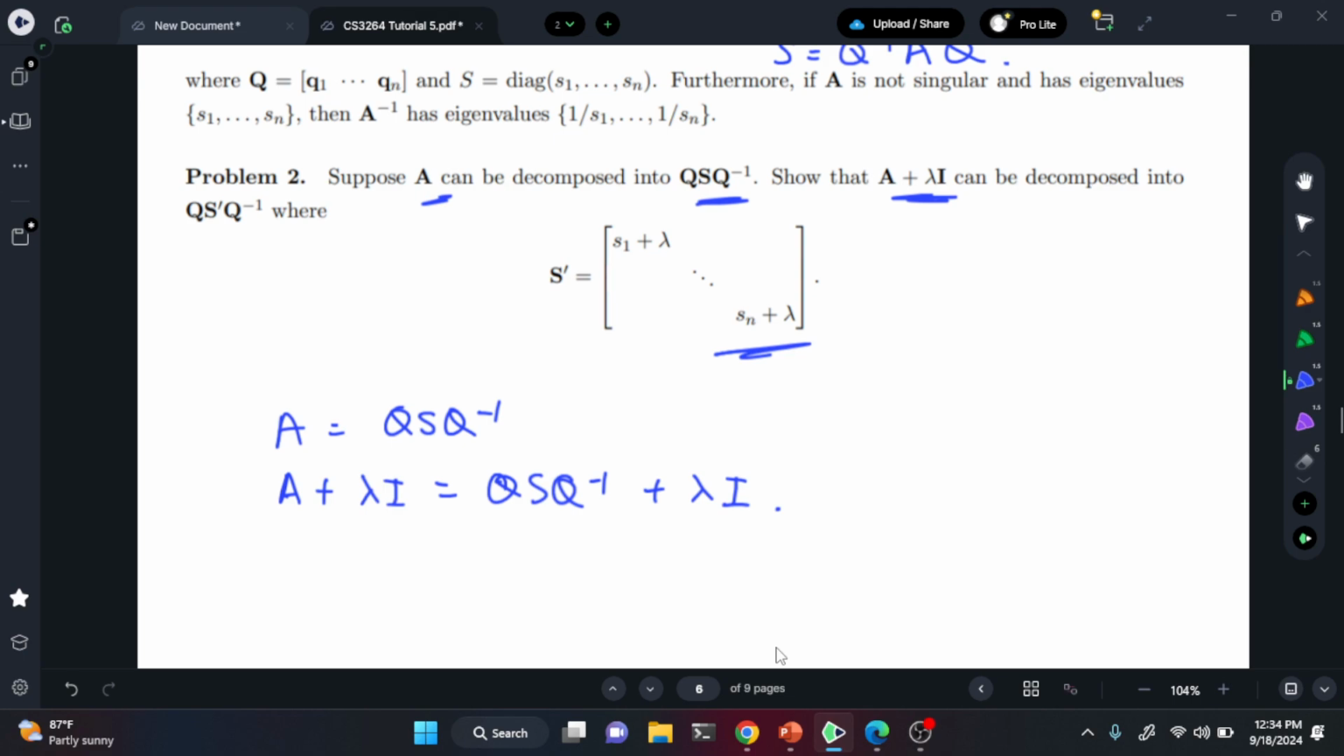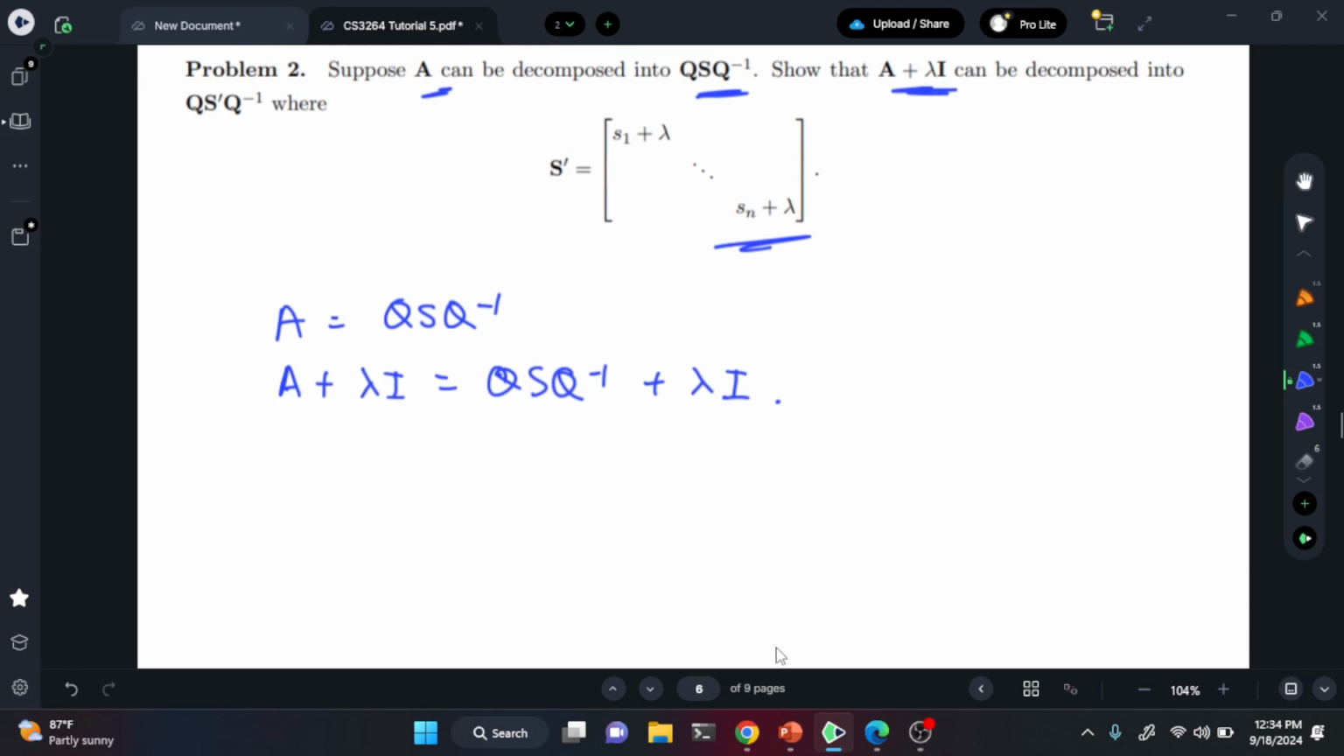Okay, so this lambda, I can do this way also. I can actually put it in terms of saying this will be lambda QQ inverse. Still the same thing, right? Okay, then this part I can actually further drill down. This can be written as lambda QIQ inverse because anything multiplied by identity is itself.